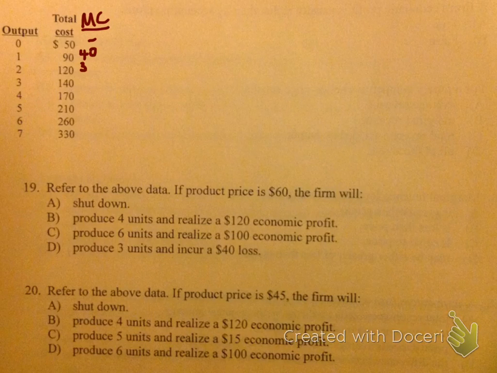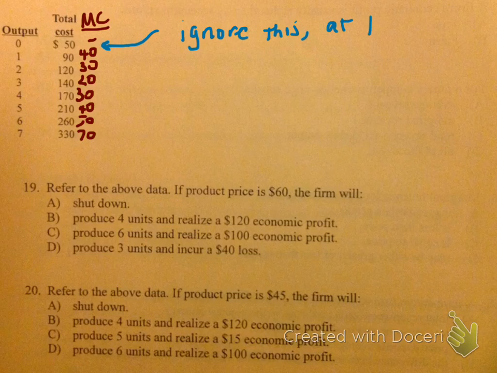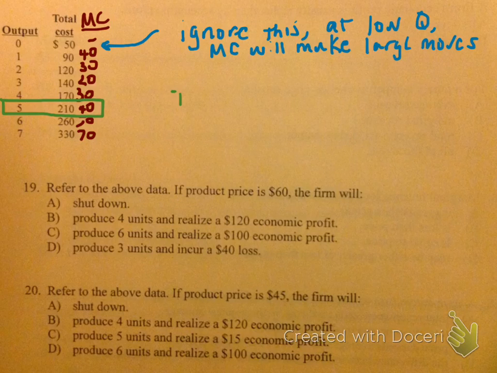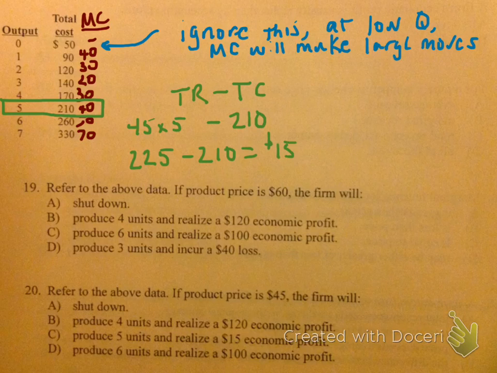So for number 20, we have a product price of $45, which gives us a marginal revenue of $45. So I'm going to do the same thing. I'm going to ignore that first unit where it's 40, and I'm going to look at the second one. And once again, I don't have an exact match for my marginal revenue, so I take the one that's closest as long as marginal revenue is bigger than marginal cost. I'm going to go total revenue minus total cost again. I get $225 minus $210, which gives us $15, which means that C is the correct answer.